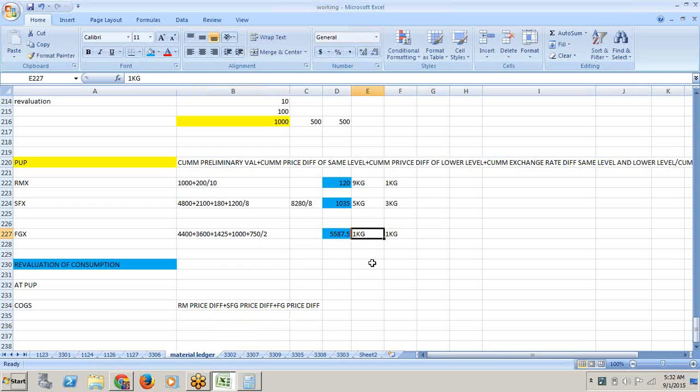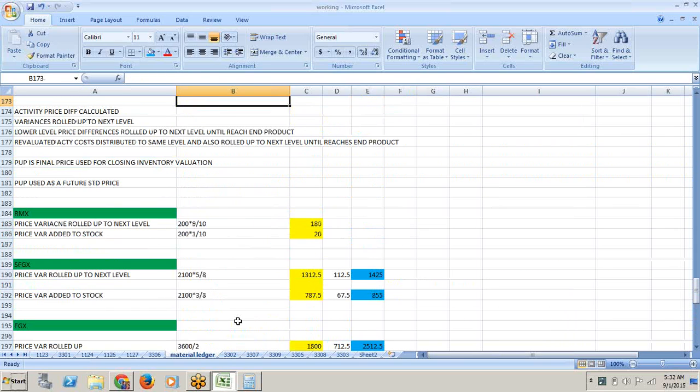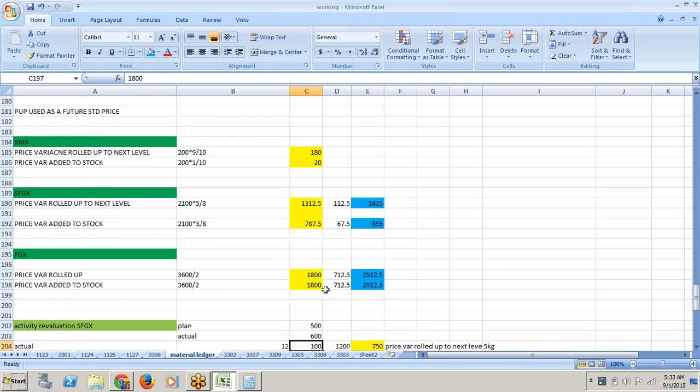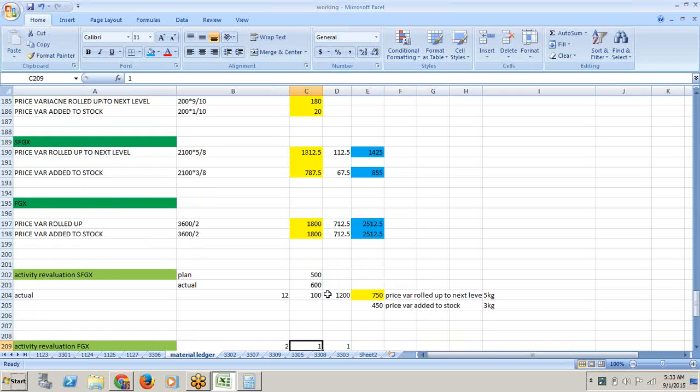So we sold 1 kg here. We have kept 1 kg as stock. So what is the raw material price difference here? Raw material price difference is purely only for raw material. Here 112.5, which is rolled up from the raw material X. And semi-finished goods price difference is 1312. And finished goods is 1800. And in case of activities, total 750 is the price difference.